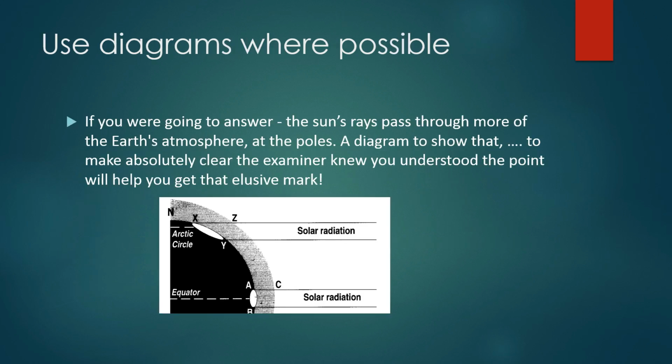I would always suggest that a simple diagram can add something to an answer, and it may be, your written explanation isn't quite clear, but that diagram helps you get over the line to make your point. If you were going to answer, the sun's rays pass through more of the Earth's atmosphere, at the poles, a diagram to show that, to make absolutely clear the examiner knew you understood the point, will help you get that elusive mark.